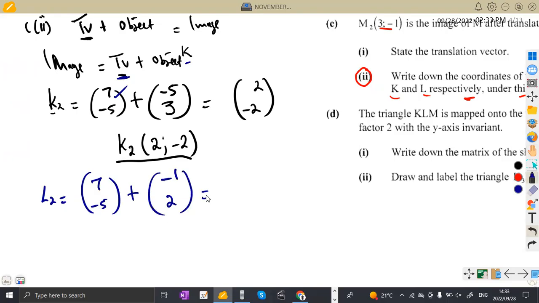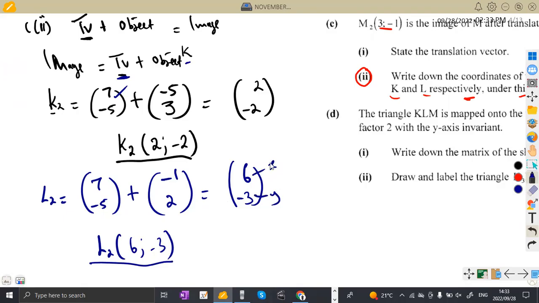So you can actually add 7 plus minus 1, which is 7 minus 1, which is 6. Minus 5 plus 2, which is minus 3. These ones, I don't expect you to fail because you have calculators. You can use your calculator there. So L2 as a point is 6, minus 3. We are now writing as points. Remember, a vector like this carries x, and this is your y. Your vector concept is x and y like that. So it is going to be 6, minus 3 as our L2.